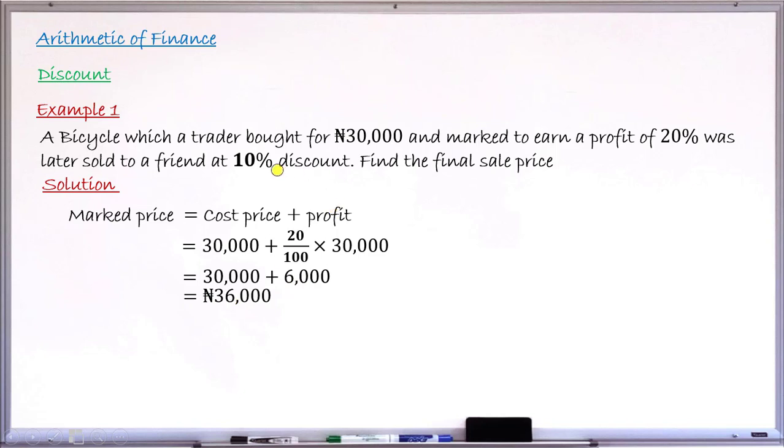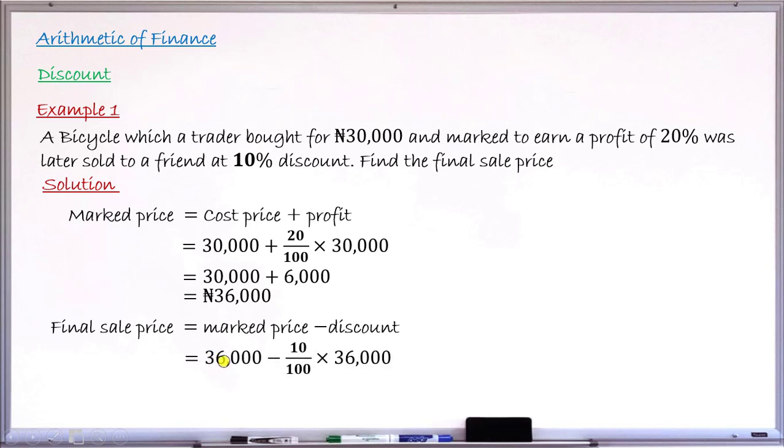So this 10% discount is 10% of the market price, that is 10% of this 36,000 naira. This is the initial sales price. Let me now get the final sales price. The final sales price is given by this formula: market price minus the amount of discount. Let me substitute. The final sales price equals 36,000 naira, that is the market price, minus 10% of 36,000.